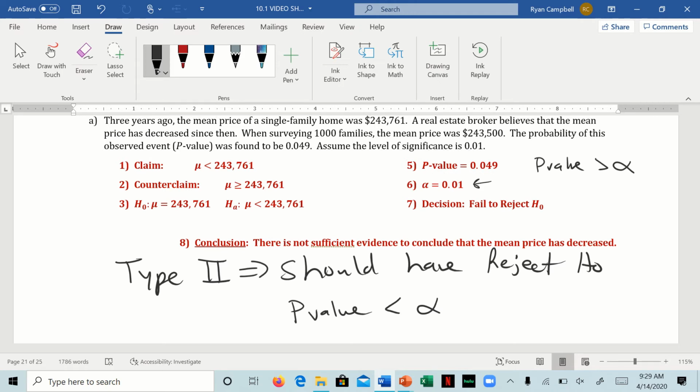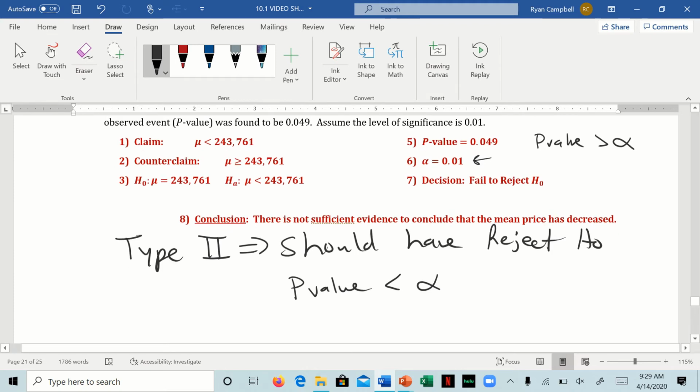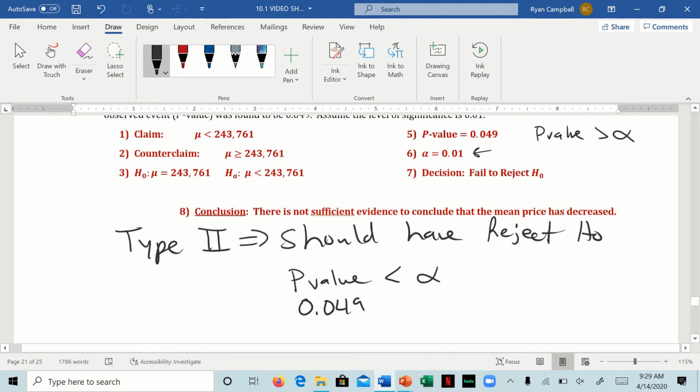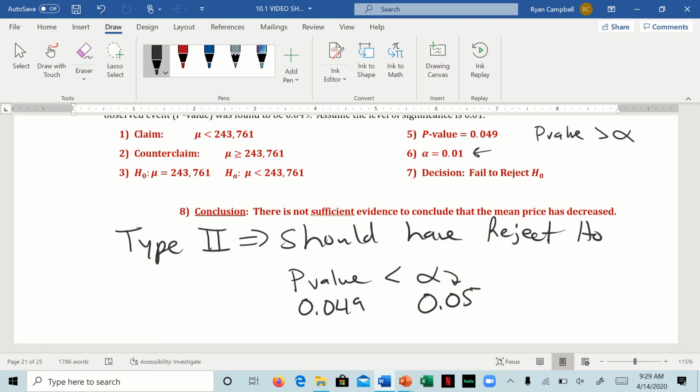But we can change our significance level, right? So if our p-value was 0.049, what could we change the significance level to so that the p-value would be less than it, so that we would have rejected the null? Well, you can see that we could have changed it to 0.05, right? If our significance level was 0.05, then we would have rejected the null hypothesis. So how can we fix it? We could increase alpha to 0.05.